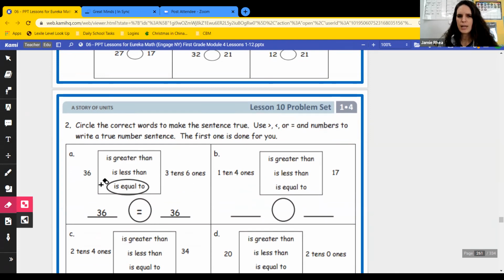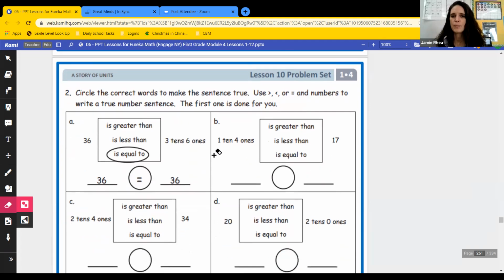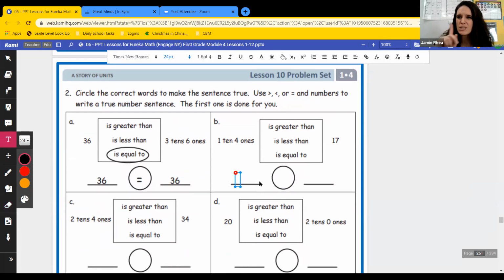Now, guys, number A is already done for us. It says 36 is equal to 3 tens, 6 ones. Then they came down here and they wrote 36, the equal sign, and 36. Now, yours aren't always going to look like that. So let's look at our B and see what it says. 1 ten 4 ones is greater than, is less than, or is equal to 17. Now I can come down here and put my box. 1 ten and 4 ones I know is 14. And over here I'm just going to put 17 because it's already made. Now I have to decide what my symbol is going to be. So is 1 ten and 4 ones, or 14, greater than, less than, or equal to 17?